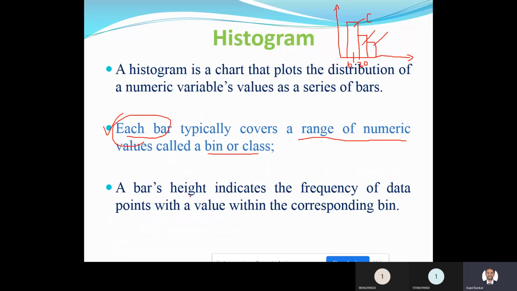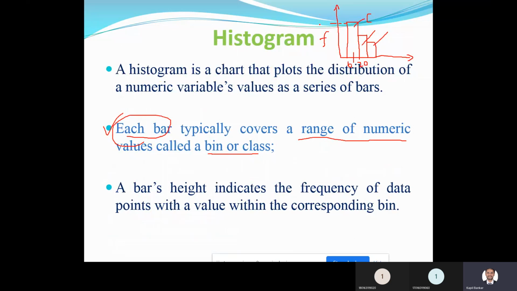A bar's height indicates the frequency of the data points with a value within the corresponding bin. Suppose this is your first bin. Corresponding to this bin, on the y-axis, is the frequency. So in the range of 10 to 20, how much frequency is there?